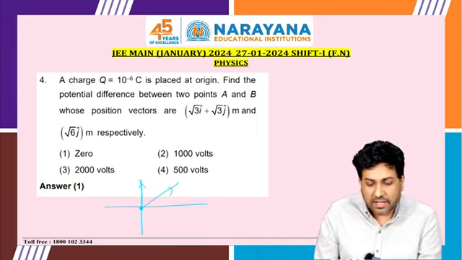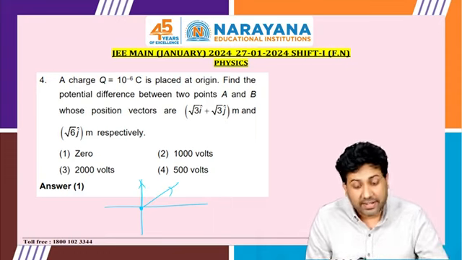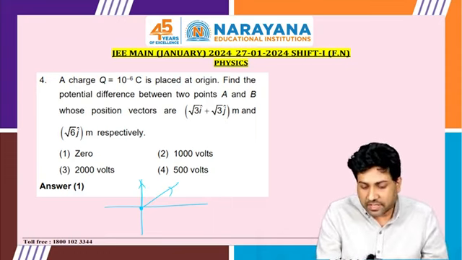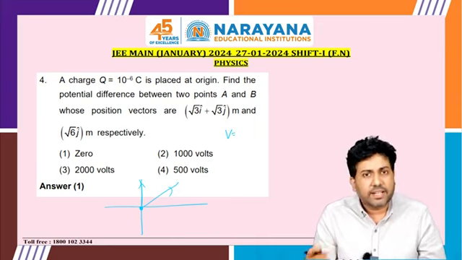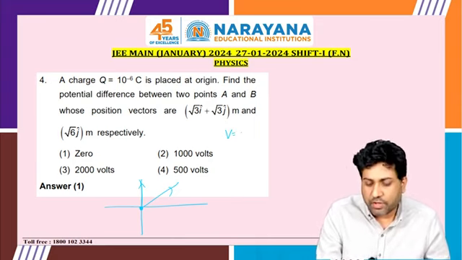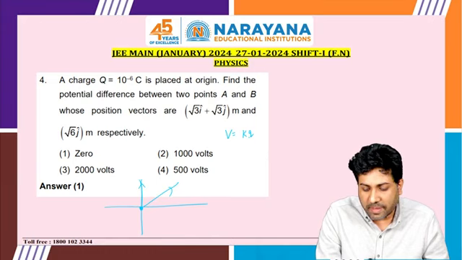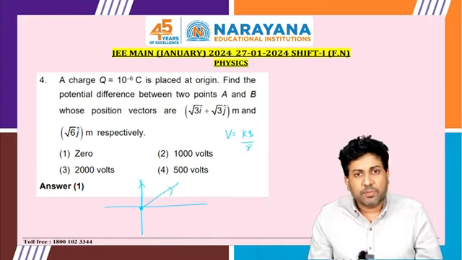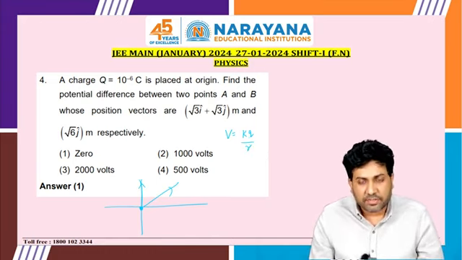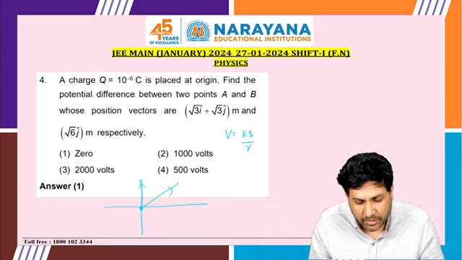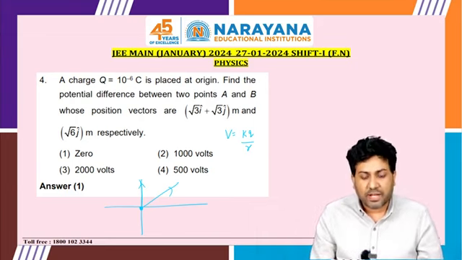Now I know that the electric potential is a scalar quantity. So if the electric potential is a scalar quantity, there is no direction. So we just need the formula, the magnitude, which is kq by r. The point charge electric potential at any distance r from the point charge is given by kq by small r.